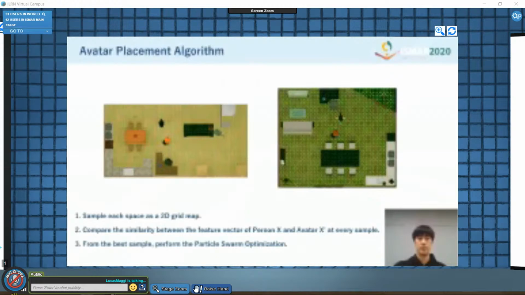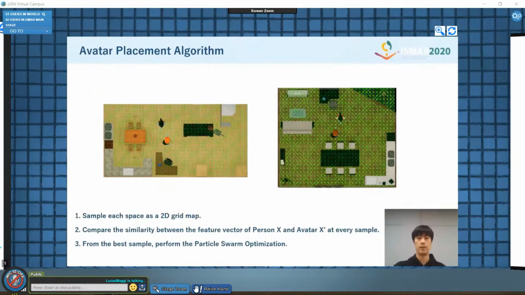After the similarity estimator is obtained, we find the optimal placement using a sampling-based searching scheme. First, we sample each space as a 2D grid map with a grid size of 0.25 meter and 24 orientation samples, and compare the similarity between the feature vectors of person X and avatar X prime at every sample. Then, from the best sample, we finally perform particle swarm optimization to find the optimal placement of avatar X prime.